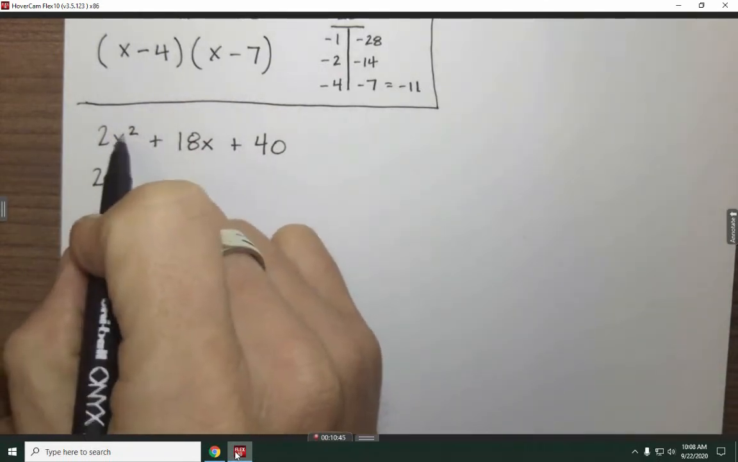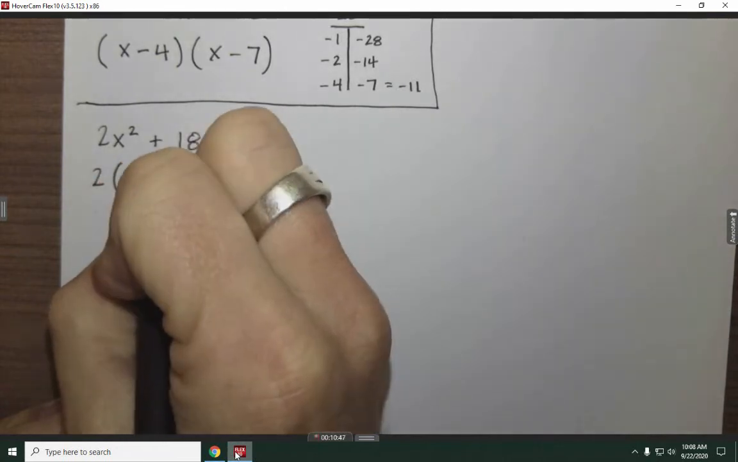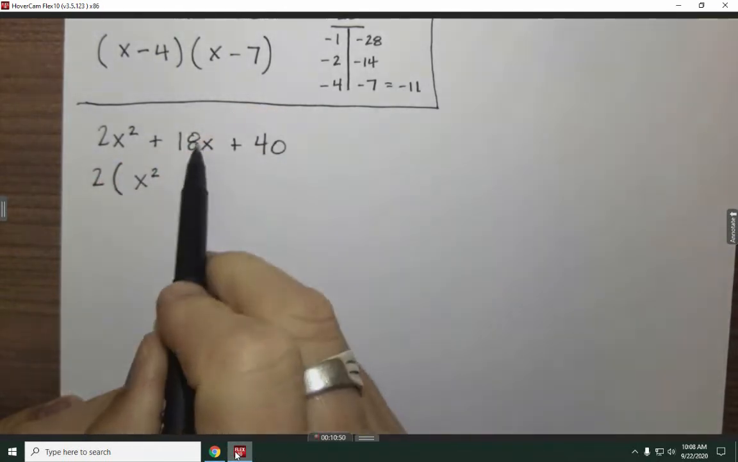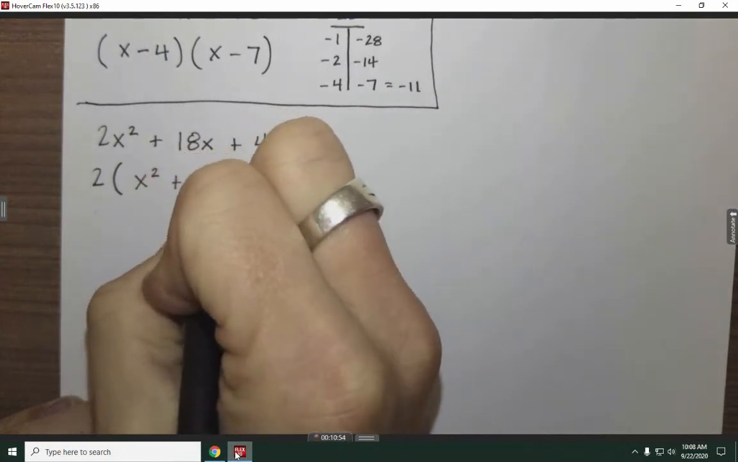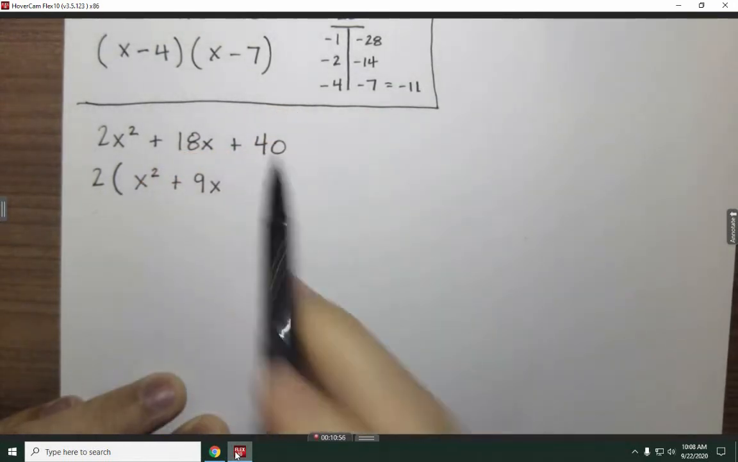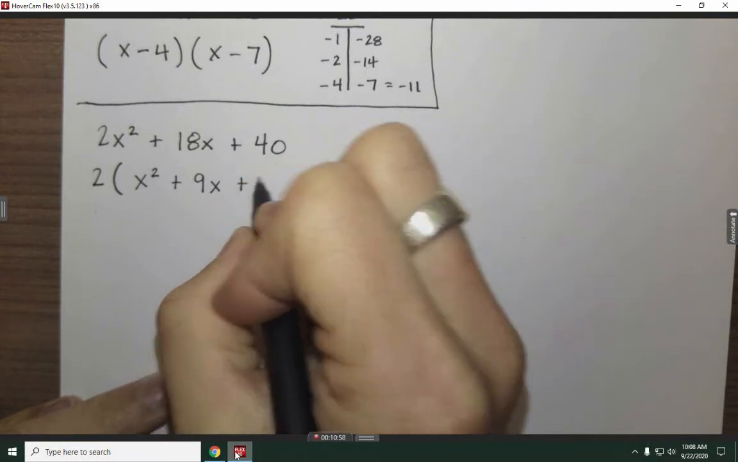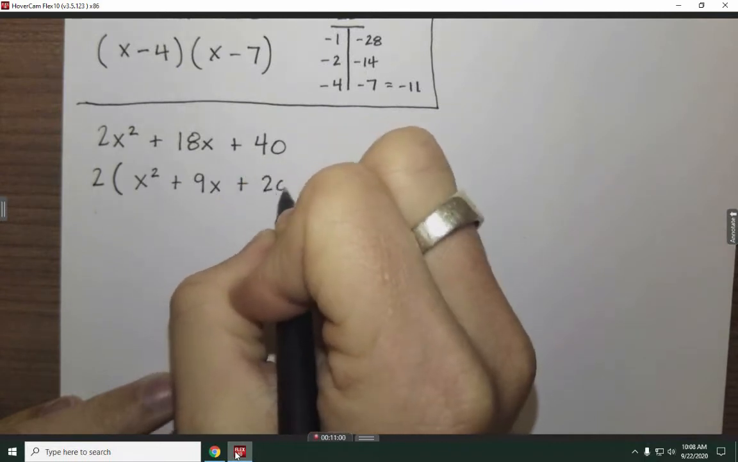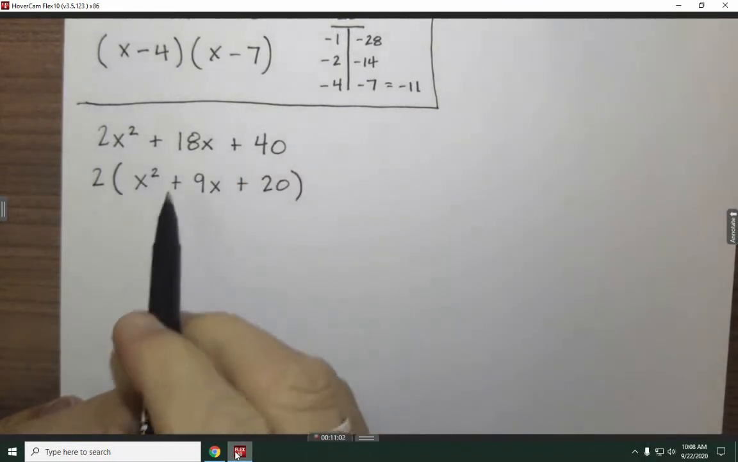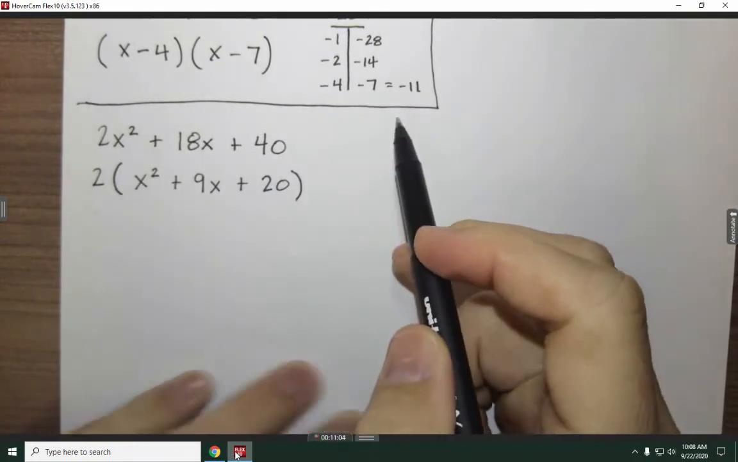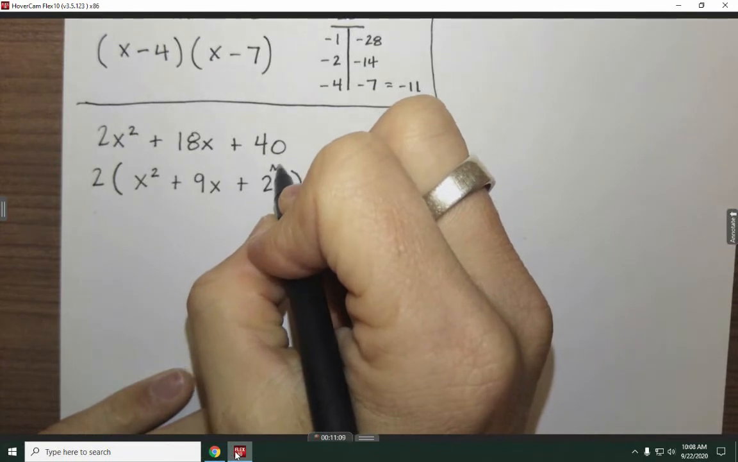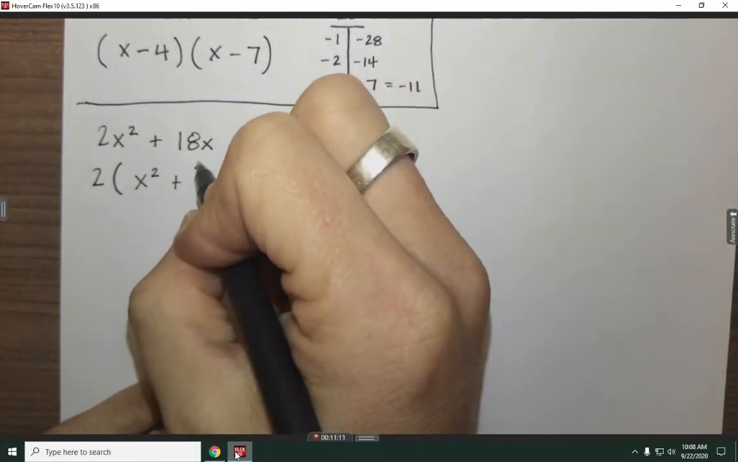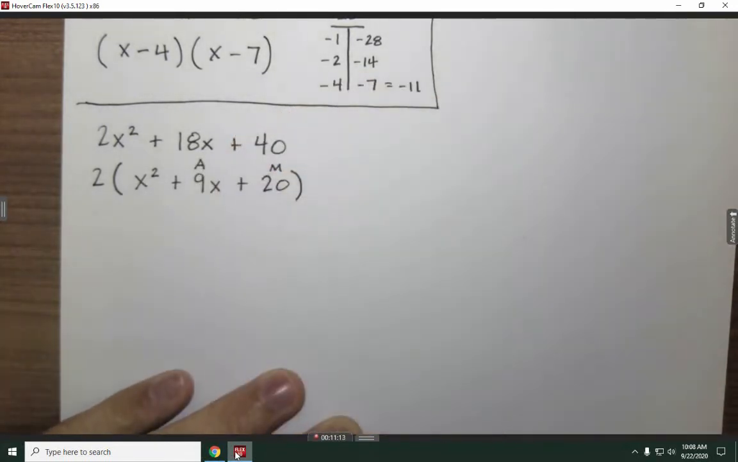So if we do that, here we get x squared left behind. And then 18 divided by 2 is 9x. And then 40 divided by 2 is 20. And now from here, we go through the same process of figuring out what multiplies to be this 20, but also adds to be 9.